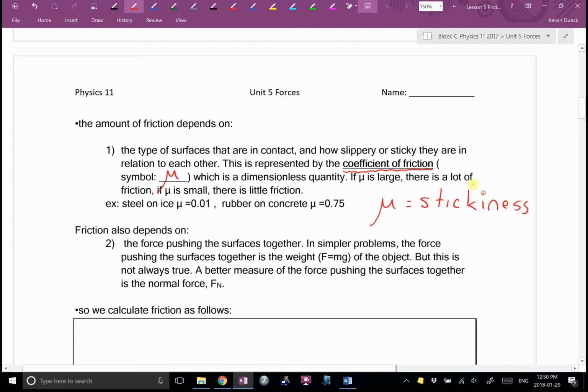Mu is sort of the same as stickiness. Bigger number, more sticky. Smaller number, slipperier. So you could also, I guess, think of it as slipperiness if you want to think about it as getting smaller.